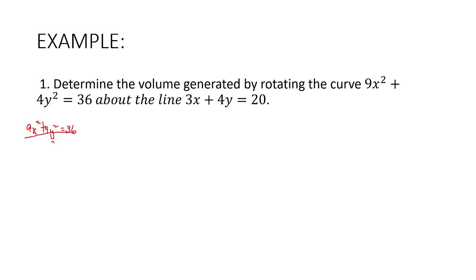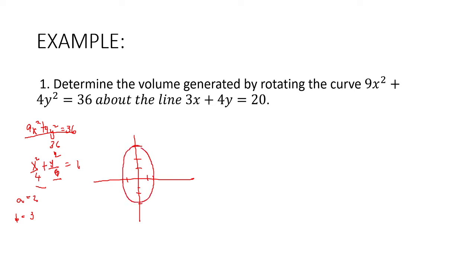Okay, let's try to divide all by 36. So 9 over 36, it's x squared over 4 plus y squared over 9 is equal to 1. This is obviously an ellipse. It elongates in the y-axis. So therefore, a is 2, b is 3. So 1, 2, 3, 1, 2, 1, 2, somewhat like this.